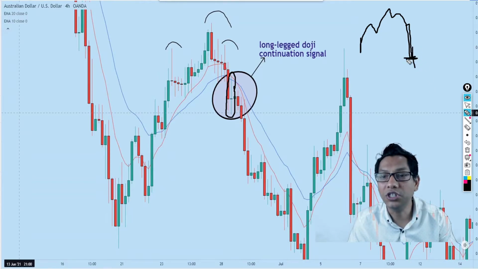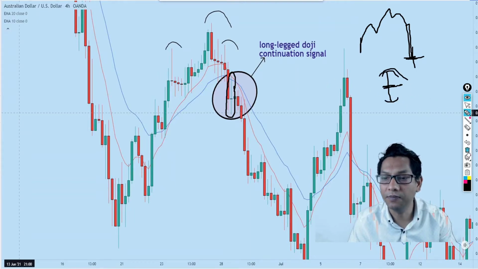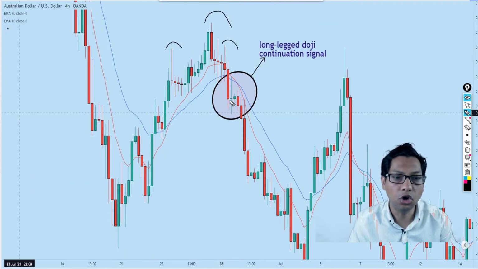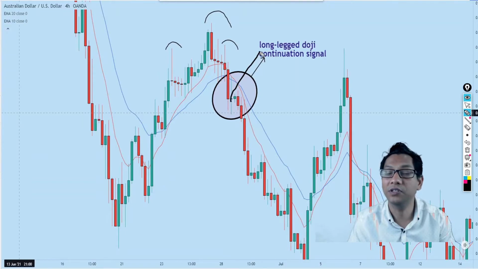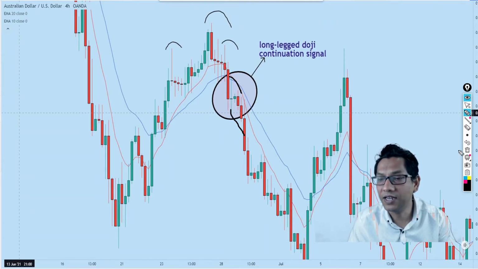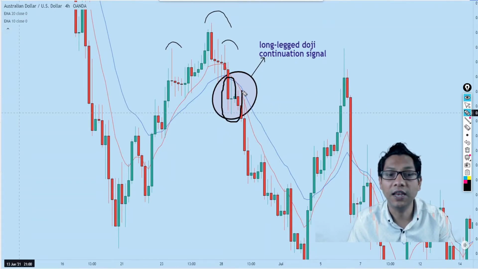Now this doji, remember, when you see this doji in this case, it must create a lower high and lower low. What does it mean? It means that if this doji couldn't break this low, that means it stops here, then we will not take this signal. This may be a reversal. Remember, it has to create a lower low and lower high. In that case, this doji can give you a signal of continuation.